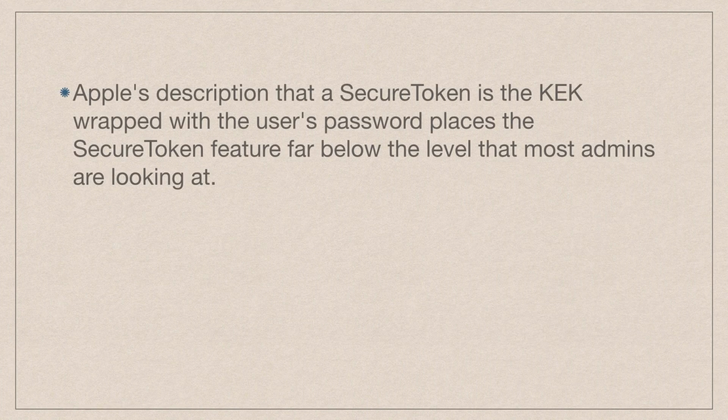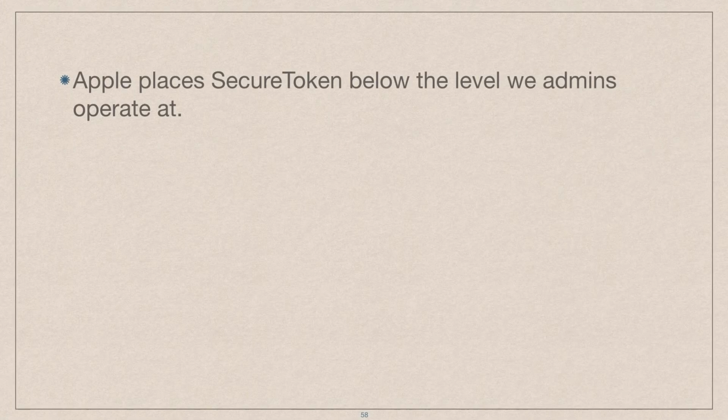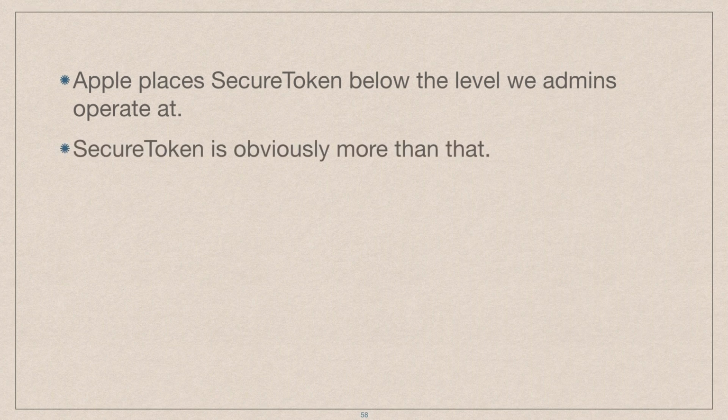Apple's description kind of puts secure token well below the level that most of us admins tend to look at. However, if you understand that if the secure access token plist becomes corrupt, your secure tokens break, and that your recovery key is dependent on having a secure token, you catch a few of the important secure token pieces that Apple seems to have left out of their documentation for us. So a couple takeaways. As I said, Apple places secure token below the level that we admins operate at. Secure token is obviously a bit more than just wrapping the key with a password.